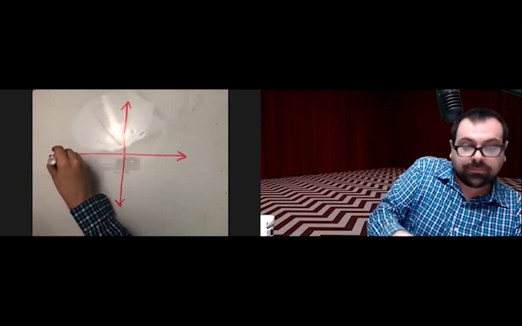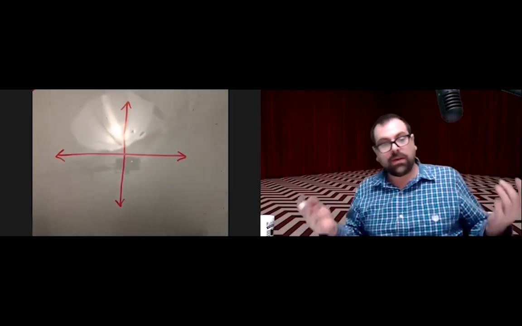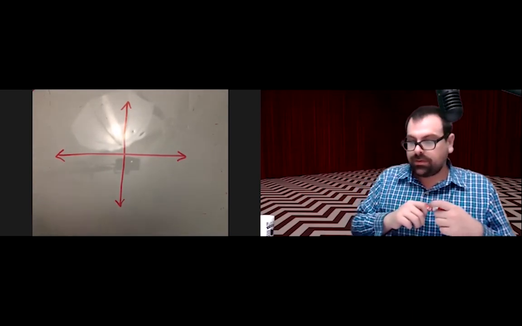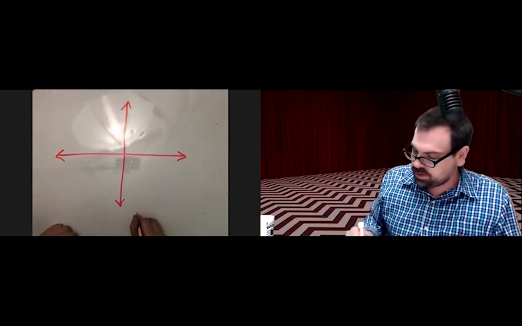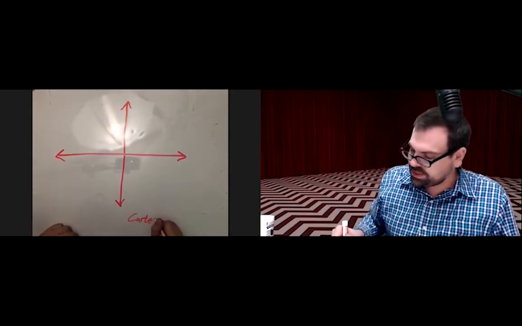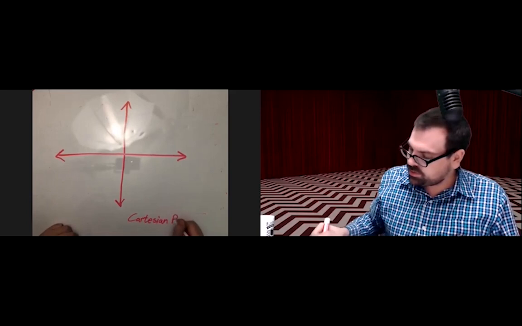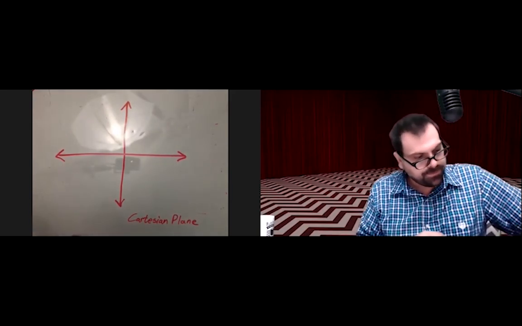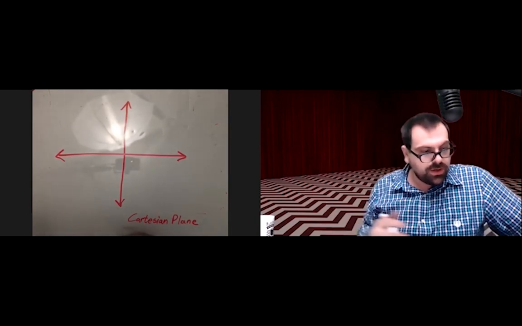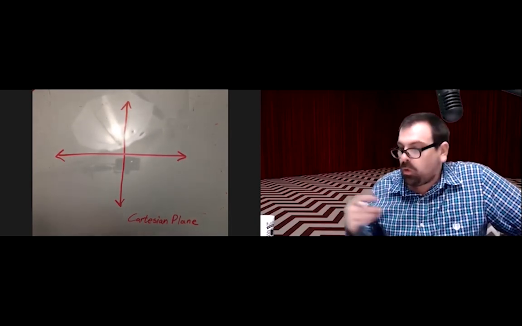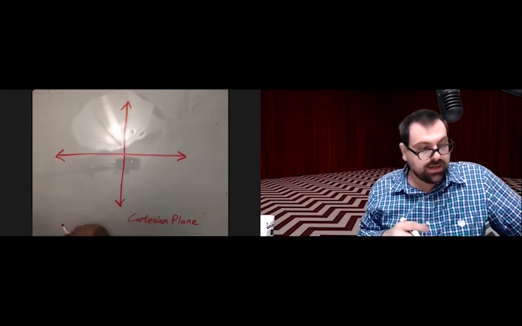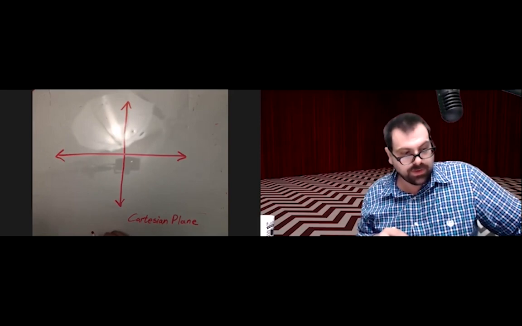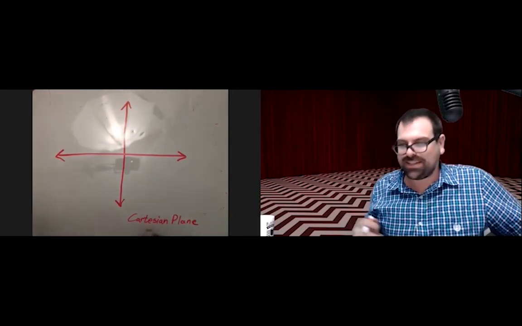This is a Cartesian plane, also known as a coordinate plane or an XY plane, or a rectangular coordinate system.